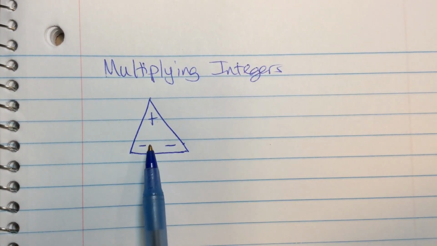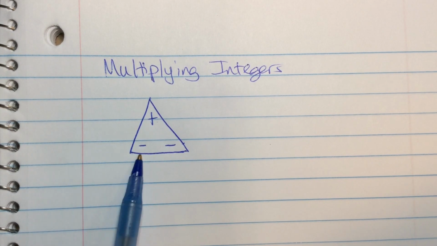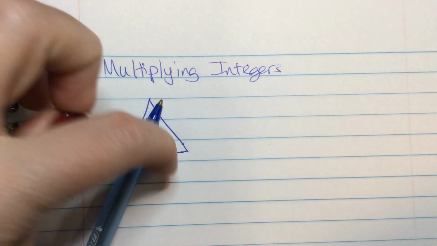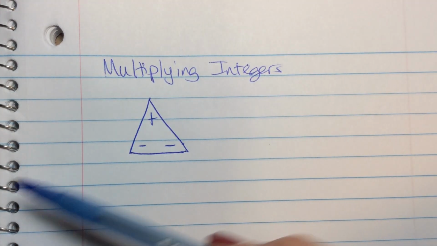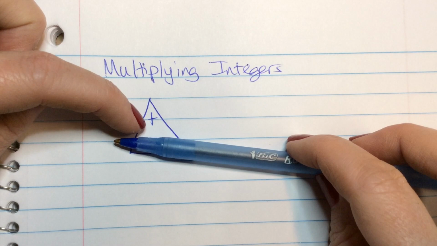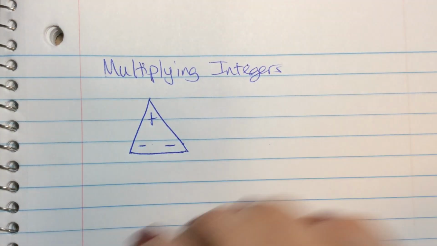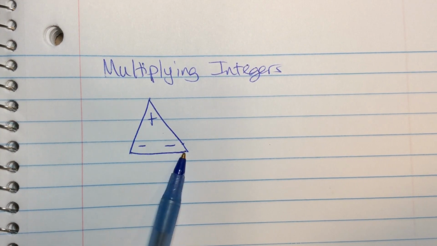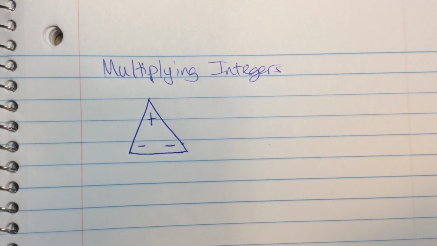And the rule is, if your problem has a positive and a negative in it, we cover those up. Your answer will be negative. If it had two negatives, we're going to cover these two negatives up, and your answer will be positive. So you just use the triangle, and you cover up what's in the problem, and whatever's left over will be the sign of your answer.